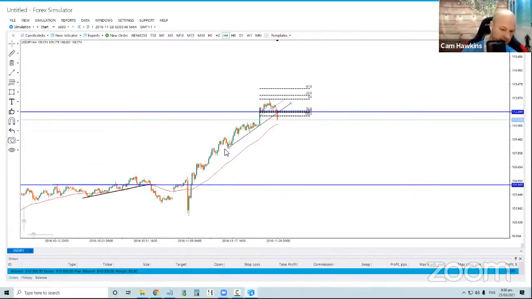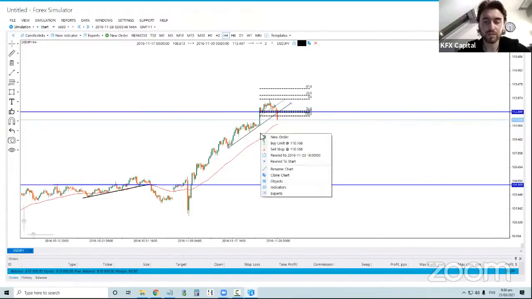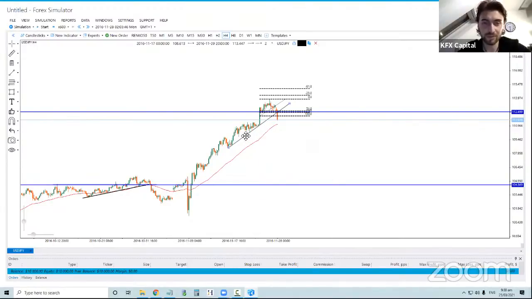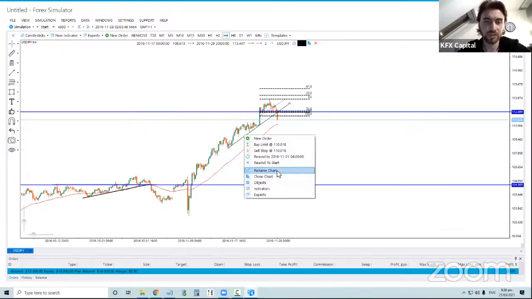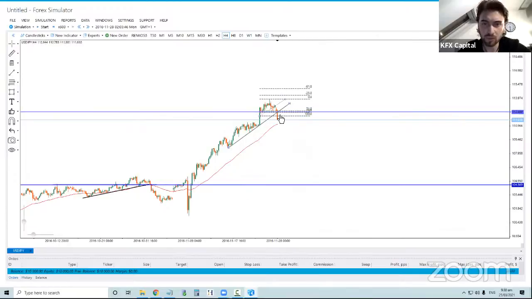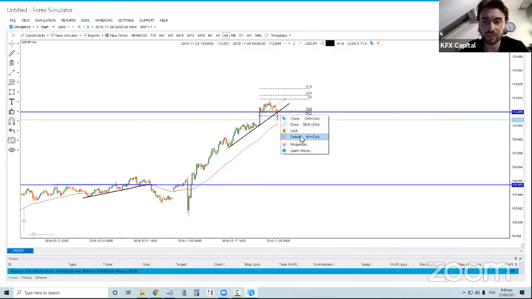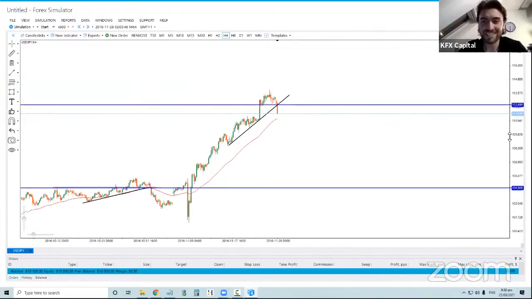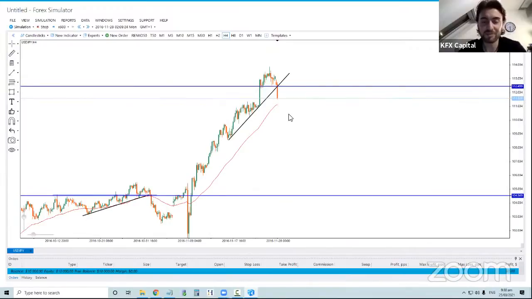Another question here is, is your strategy based on breakouts and retests? No, it's based on retracements. Pretty simple. I don't really look at breakouts, I just go with trends. If it's higher highs and higher lows, I just go with the continuation. But yeah, this simulator is quite hard to use on my Mac. I'm not going to lie to you.